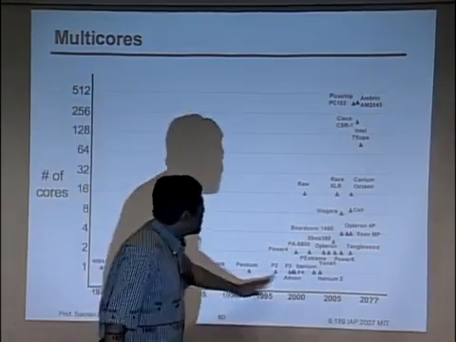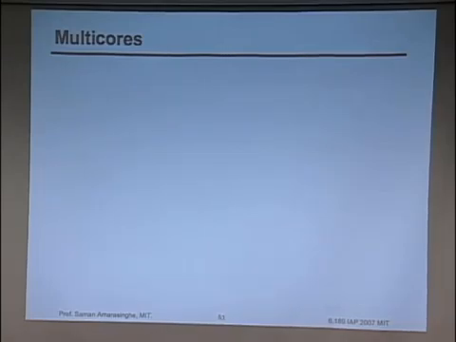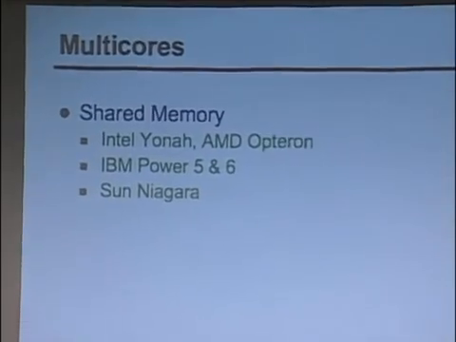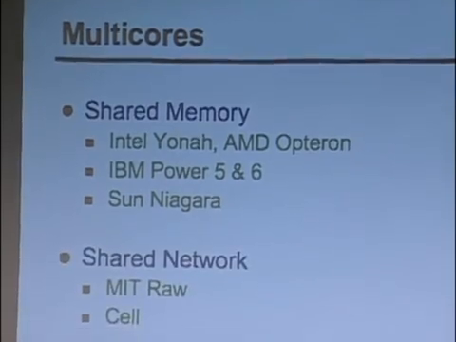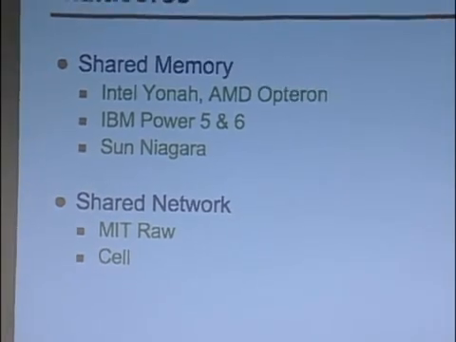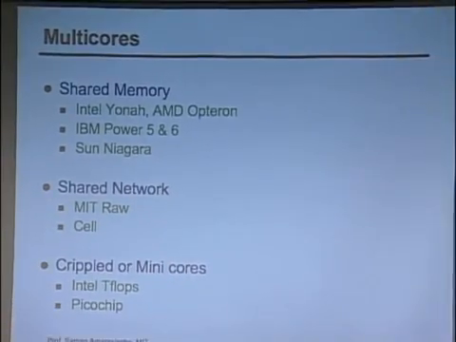We had something like this, and suddenly we accelerate. We are having more and more cores on a die. So I categorize multicores also the way I categorized them previously. There are shared memory multicores, and here are some examples. Then there are shared network multicores, the Cell processor, and at MIT we are also building a Raw processor. And there is another part which I call crippled or mini cores.